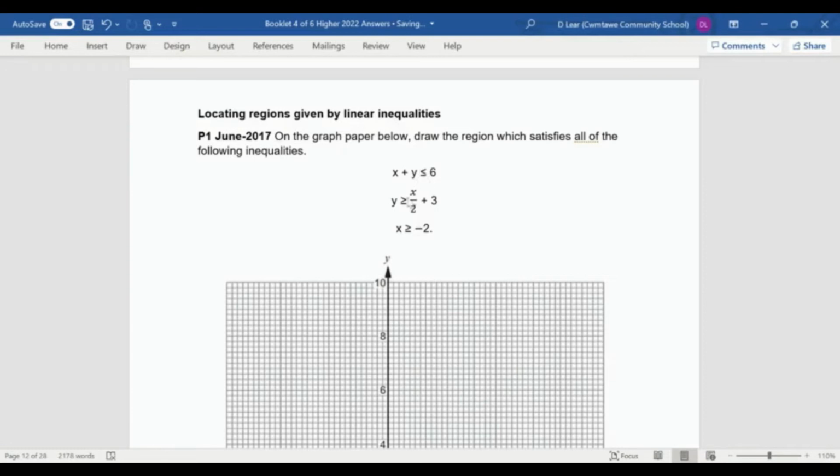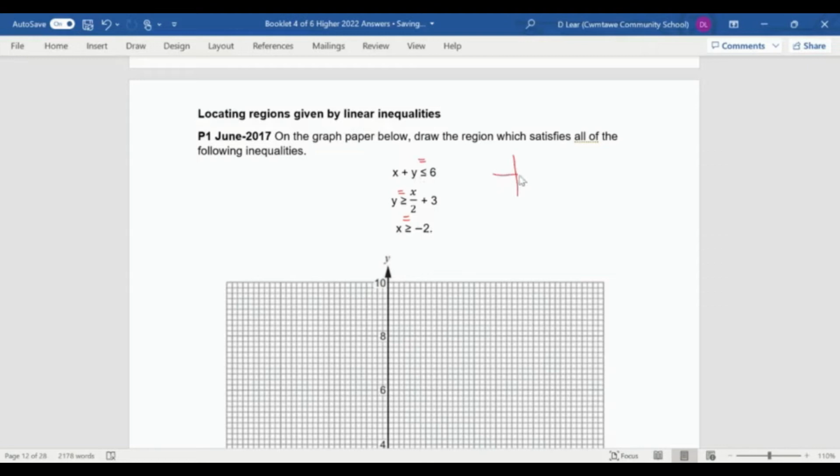I want you to think of the inequality a little bit like when we're solving them. Think of it as a magic bridge. Think of it as an equals. That is what is going to allow us to draw these lines, okay? The first line we're going to draw is x plus y equals 6.